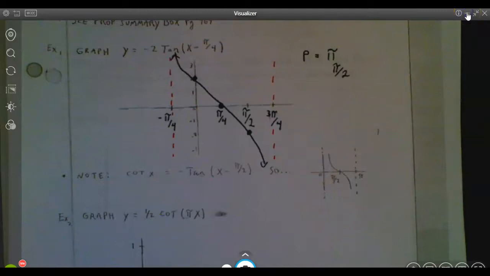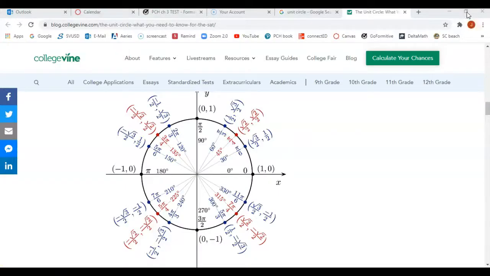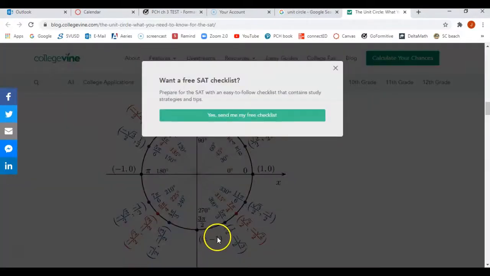So just as tangent was y over x, right? When we do a tangent value, like we started here, we did negative 1 over 0. Well, what would cotangent do? Cotangent would do 0 over negative 1, right? It would flip.